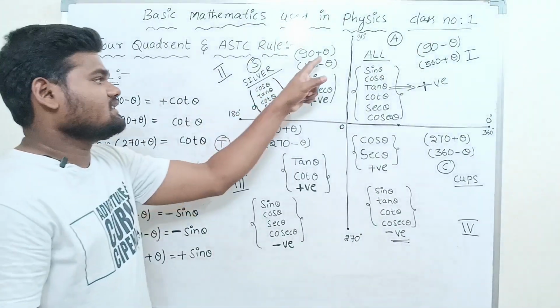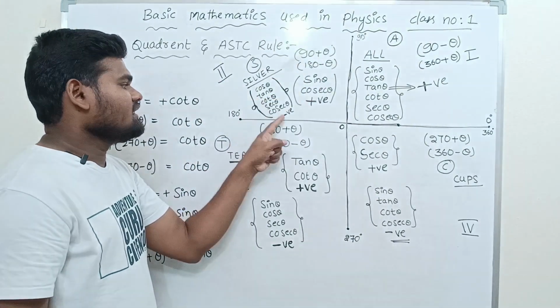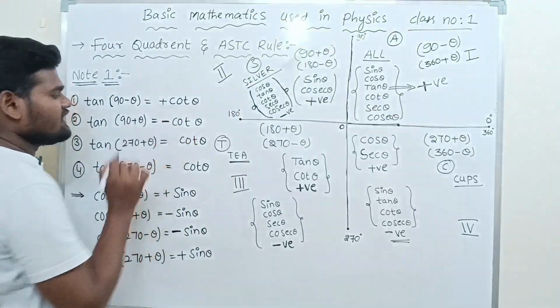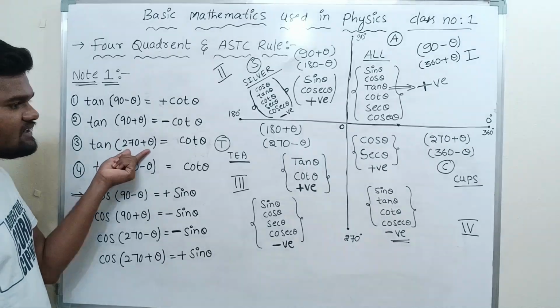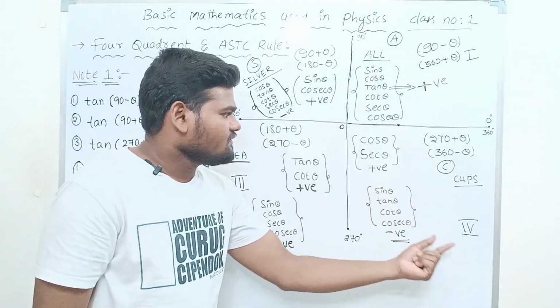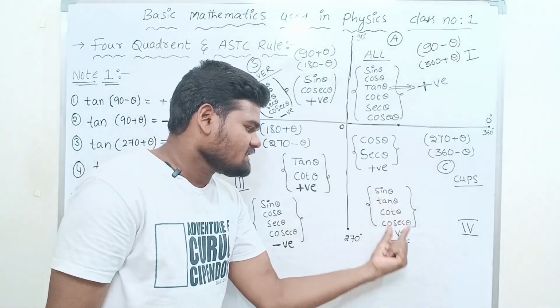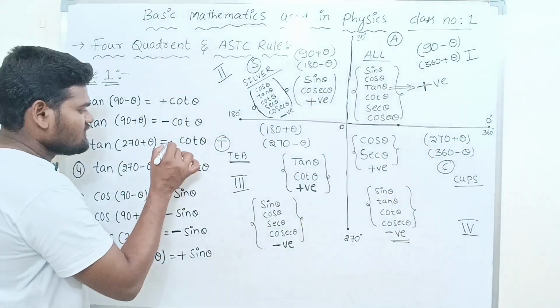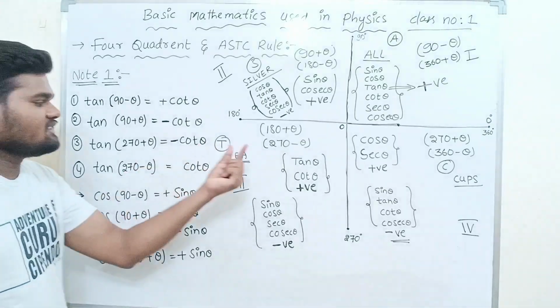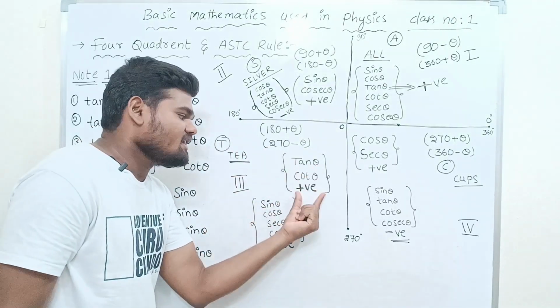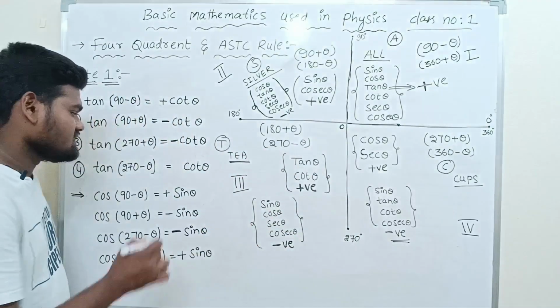Tan 90 plus theta, second quadrant, tan is negative, and the resultant becomes negative. Third one, tan 270 plus theta. 270 plus theta is in the fourth quadrant. In the fourth quadrant, tan is minus, so the resultant becomes minus. Tan of 270 minus theta, third quadrant. Tan and cot are positive, so the resultant becomes positive.